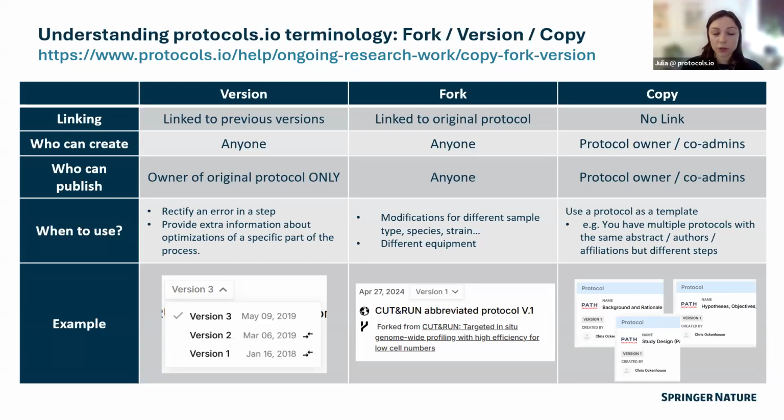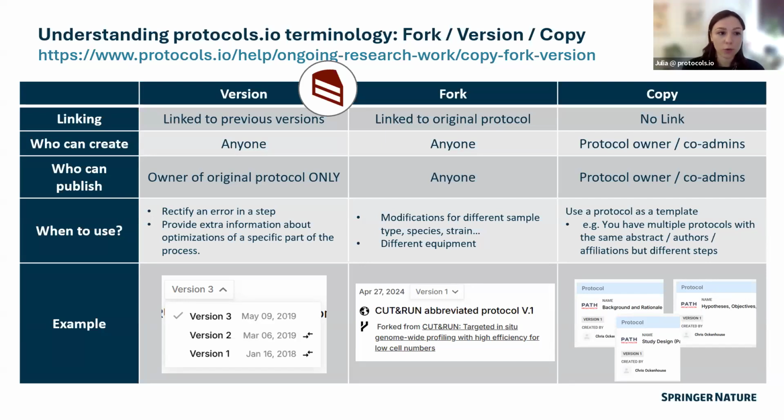So if we think about a version, you have version 1 of your protocol, and then you might want to make an improvement on that protocol. And I have a little recipe analogy that I'm going to use to explain that today. So if you have a chocolate cake recipe, any change that you make to that recipe to make that chocolate cake sweeter or less dry would be a new version of that recipe. And so if we think about that in a scientific or research context, it might be rectifying an error in a step, providing additional information, or just optimizing a step for a workflow that works better.